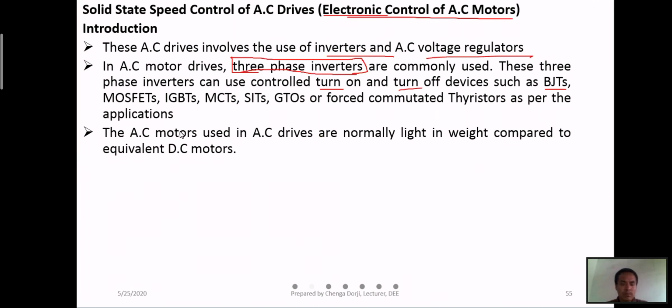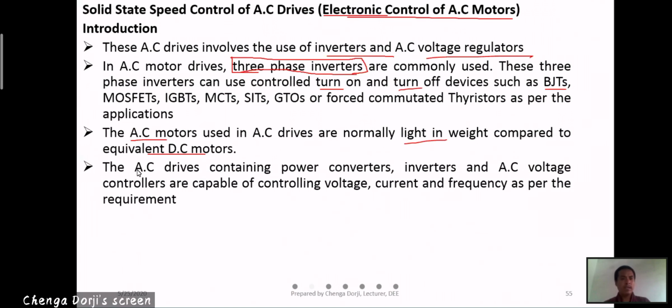Now another advantage of the AC motor used in drives is that it is normally light in weight compared to an equivalent DC motor. Another reason why we prefer AC over DC is that the most widely available supply is AC. That is why we are using AC drives.